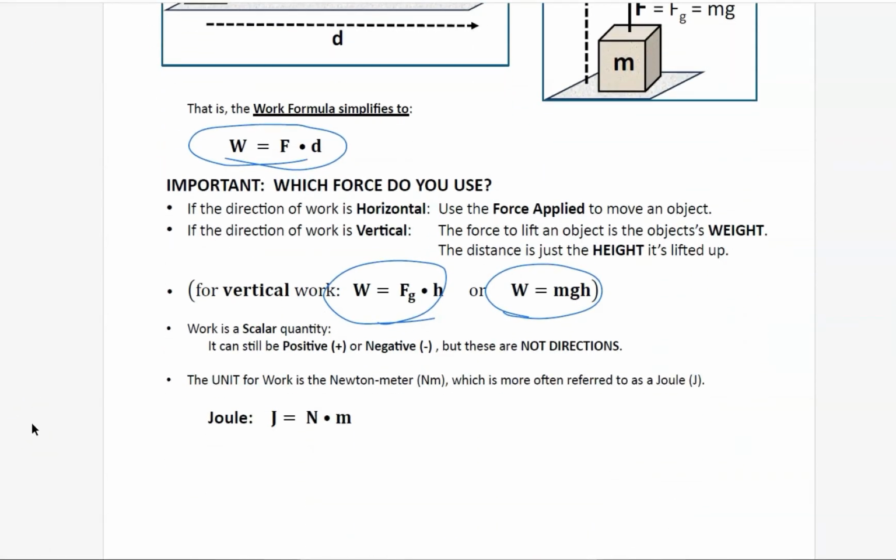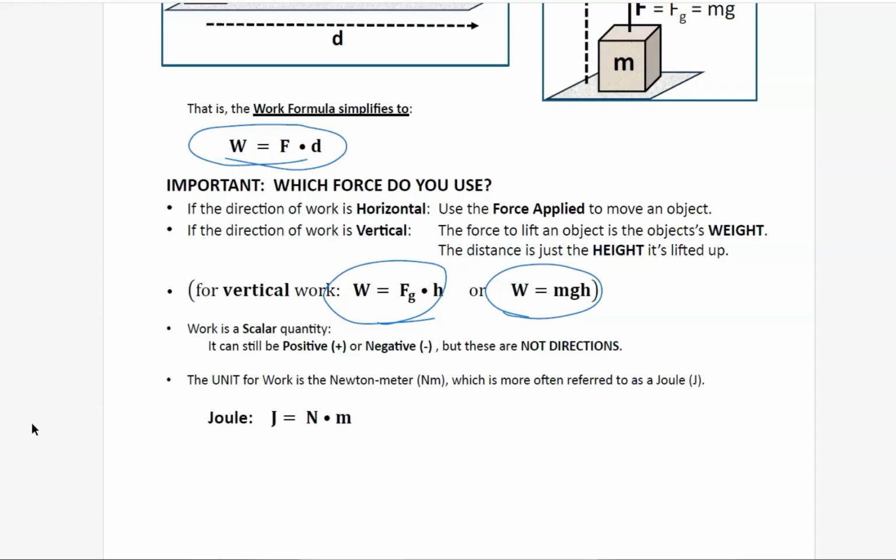Now, work, it turns out, is a scalar quantity, okay? It does not require direction. However, you can have positive and negative work. It's just not referring to the direction of the work. It's referring to whether the work is being done on an object or by an object, because work is a transfer of energy from one thing imparting the force to the other thing being moved by the force.